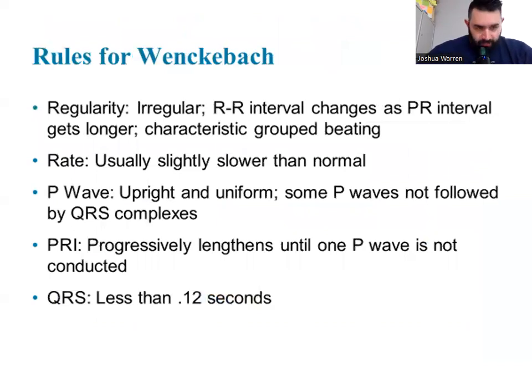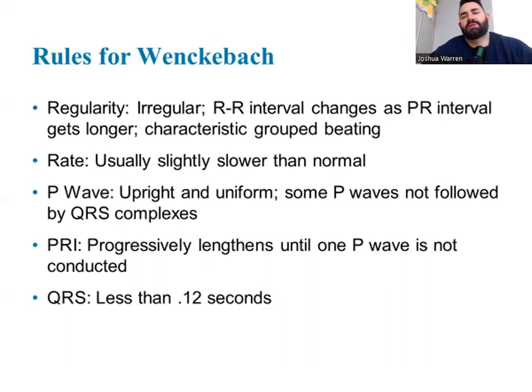So the rules for Wenckebach, you will have irregular R to R. Why? The thing's going to drop a beat somewhere. Kind of like me. It will drop a beat somewhere. So the rate could be slightly slower than normal. Because why? It's dropping beats. We're missing whole complexes. That means we're missing a heartbeat.